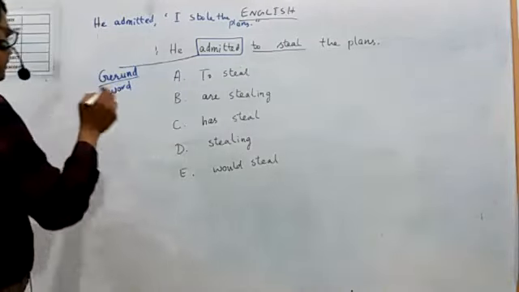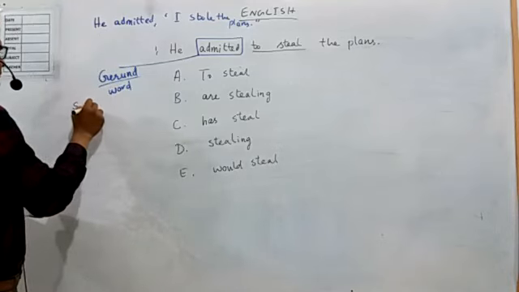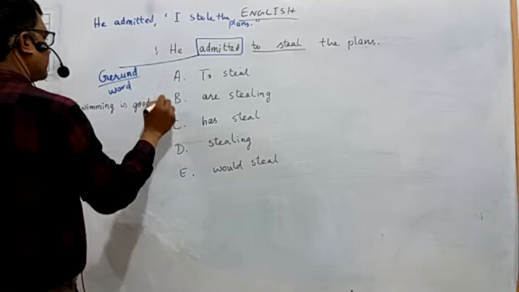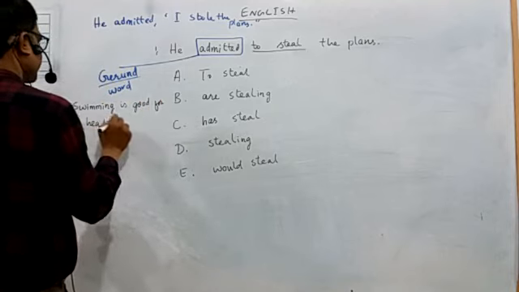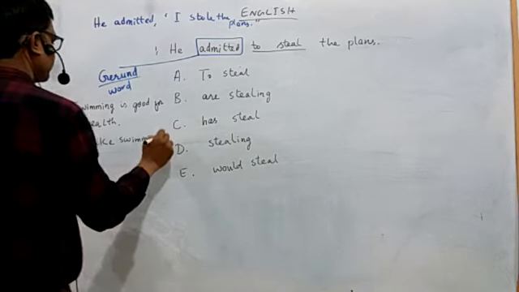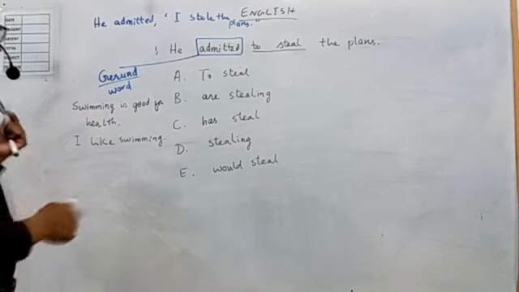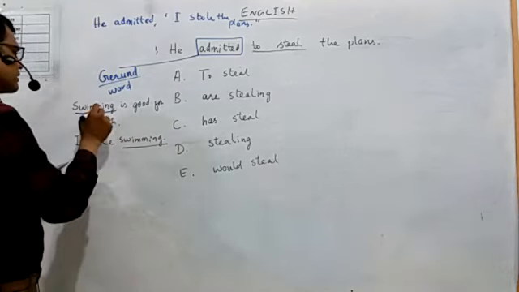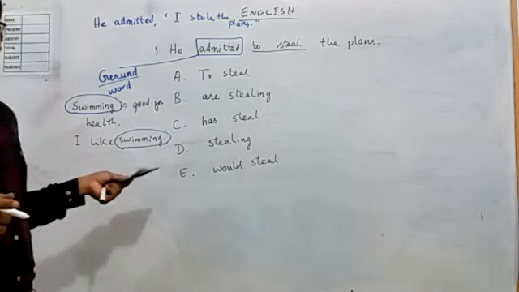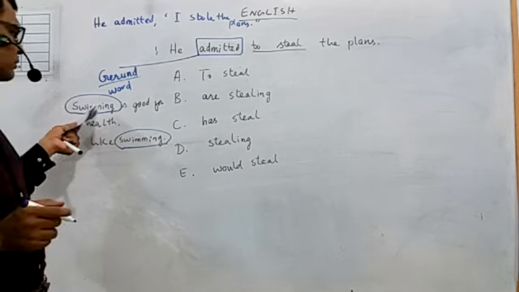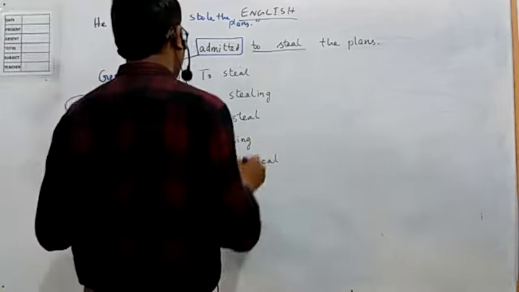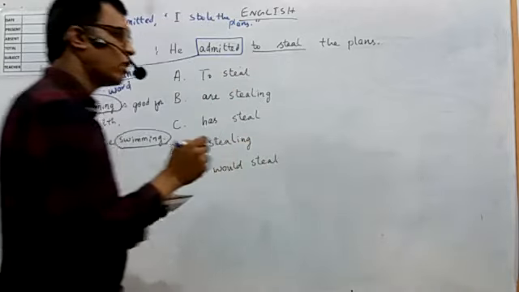If you can recall it, we have sentences like, swimming is good for health, or I like swimming. These are the two sentences. In both the sentences, we have ing form, but interestingly, both the ing forms are not used as a verb. Both of these forms are used as noun. One is a noun and a subject, the other is a noun and is an object. Similarly, admitted must have ing form. It is not infinitive form.